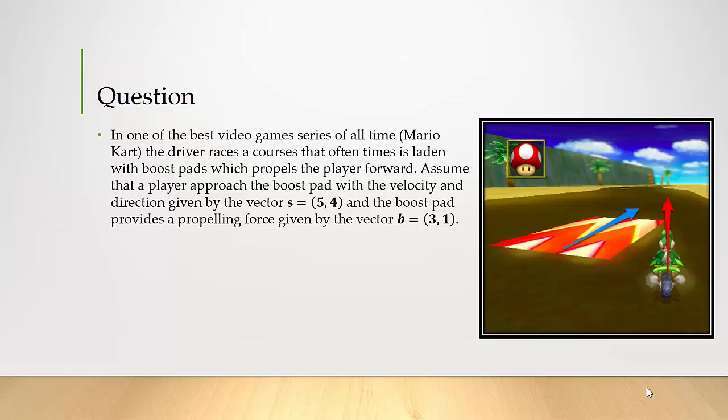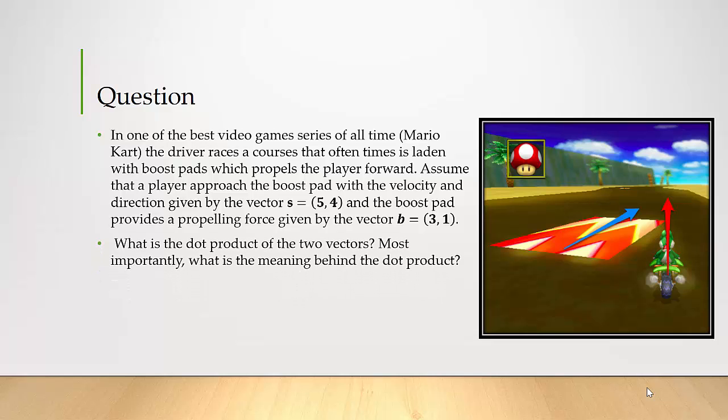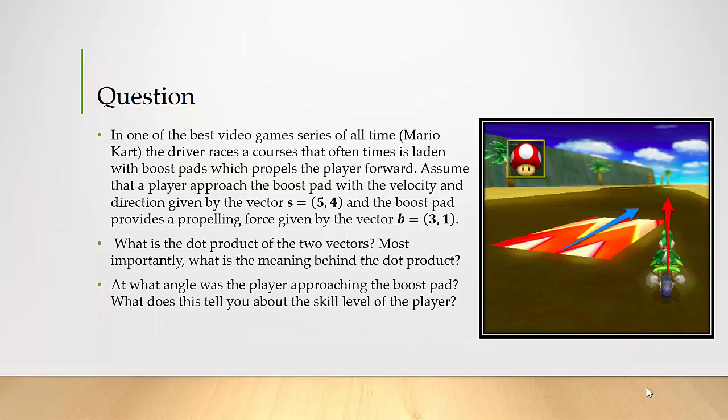Now, if we assume that a player approaches a boost pad with the velocity and direction given by a vector s, and the boost pad provides a propelling force given by the vector b, we want to answer the following questions. What's the dot product of the two vectors? And more importantly, what's the meaning behind the dot product? At what angle does the player approach the boost pad, and what does this tell us about the skill level of that player? And what would it mean for a negative dot product in this scenario?